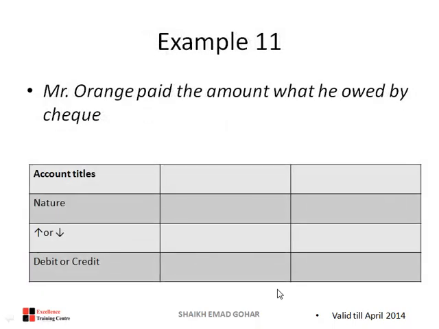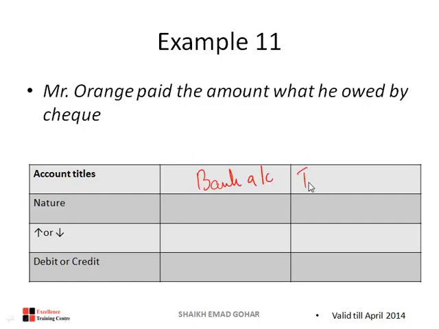Okay, example number 11, Mr. Orange. Remember Mr. Orange was my customer. He paid the amount which he owed, which means what he had to pay me, by check again. So check means, first thing we can write, bank account.